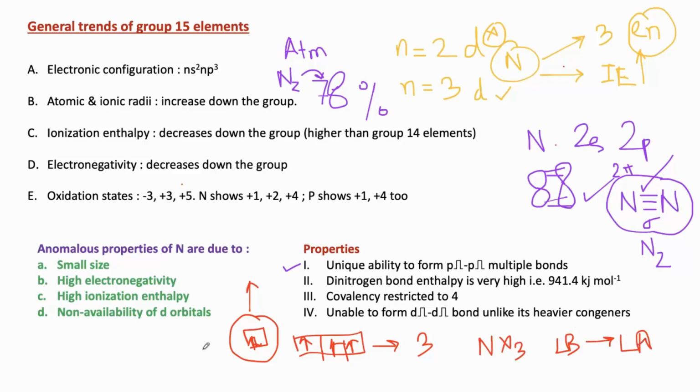So that's how from here one covalent bond can be formed and from here 3 covalent bonds can be formed. So total 1 plus 3 is equal to 4. That's why the covalency of nitrogen is restricted to 4 only. And the last point is, it is unable to form any d-pi bond unlike its heavier congeners, which we have already discussed. Since the nitrogen atom does not have any d orbital, d-pi multiple bonds are not formed by nitrogen. But the heavier elements, phosphorus, arsenic, antimony, are able to form d-pi multiple bonds.